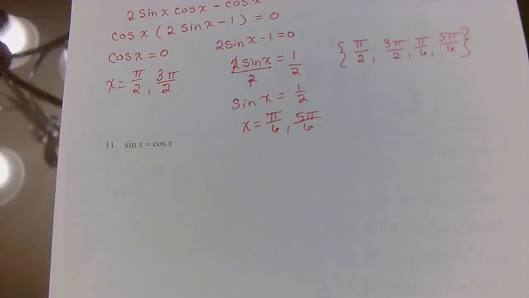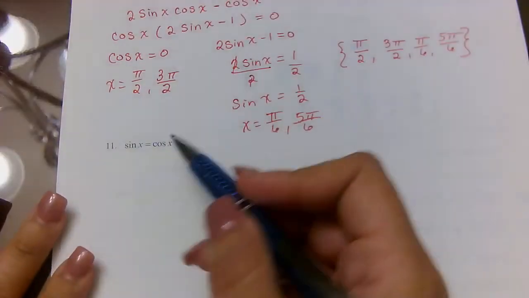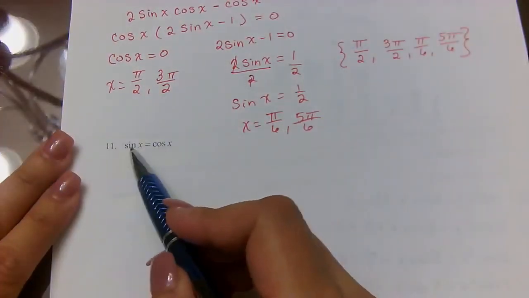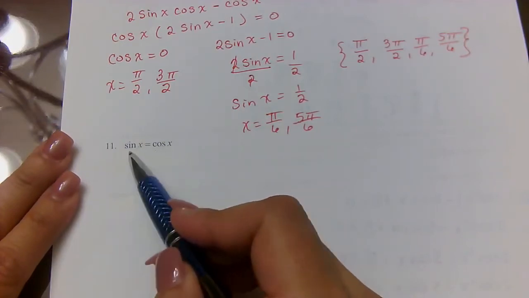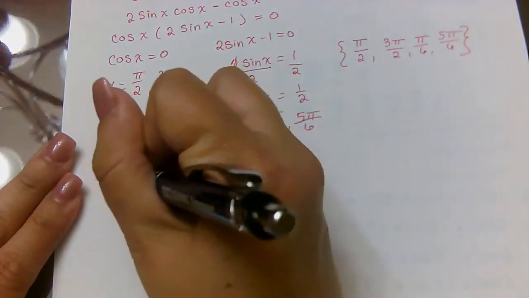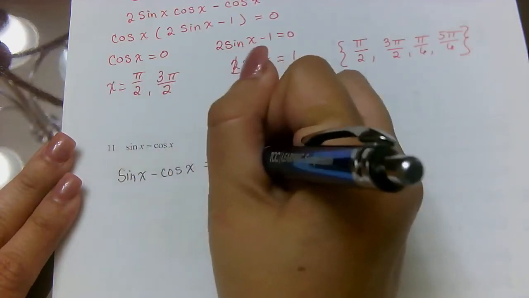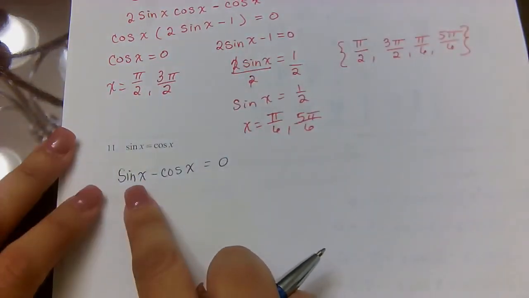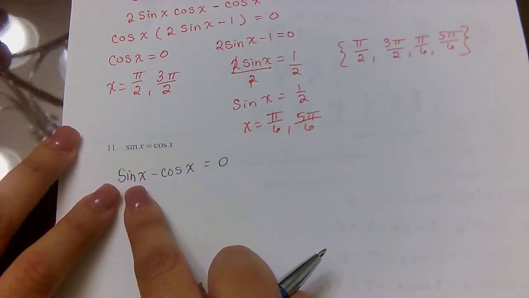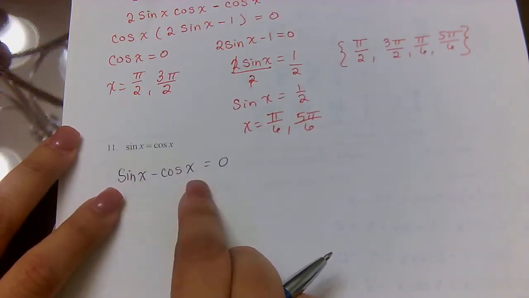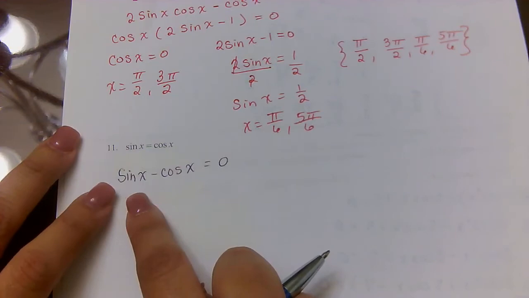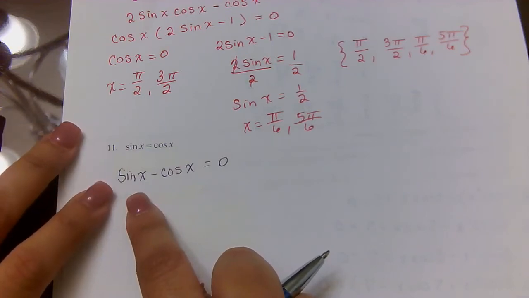Okay, next is number 11. What I'm going to do first is set the cosine over to the other side. So I'm going to set it equal to 0. If you notice on this one, it's not set up correctly because we can't convert these. We can't make them be the same. We really can't use Pythagorean identities for this.